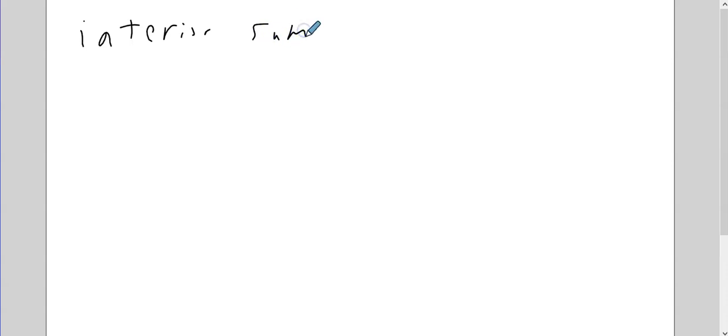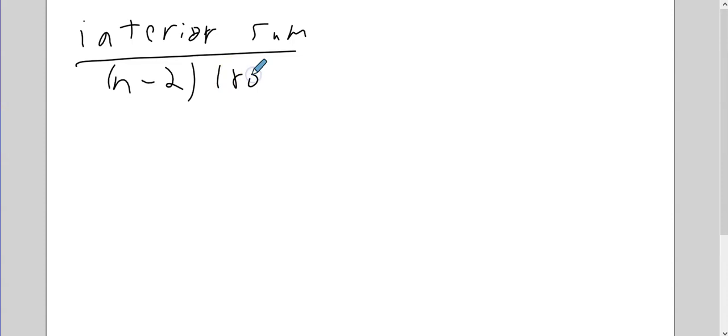sum. So that means the total of all the angles inside of a shape. Doesn't matter what size it is: n minus 2, number of sides minus 2, times 180. Okay? So if it's a 6-sided shape, 6 minus 2 is 4, 4 times 180. If it has 10 sides, 10 minus 2 is 8, 8 times 180.